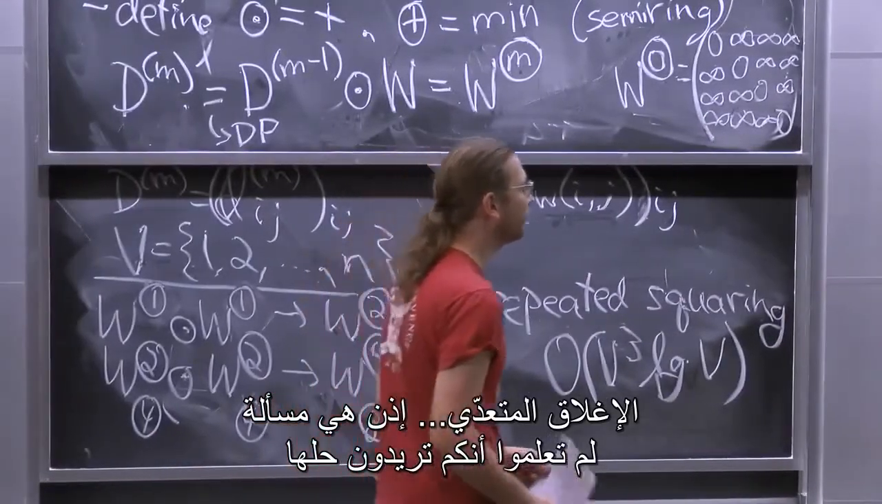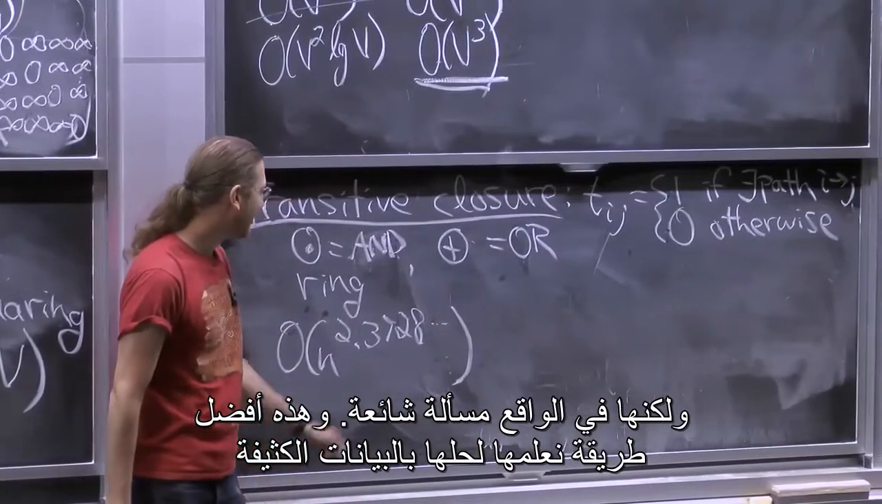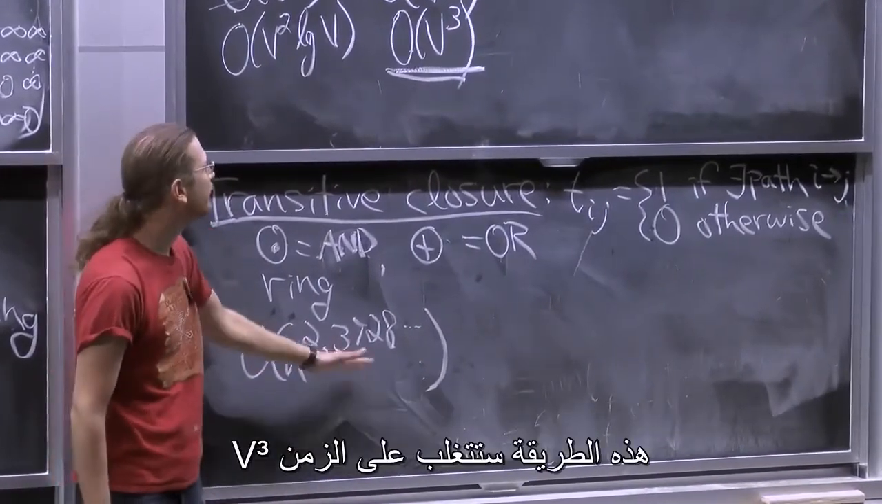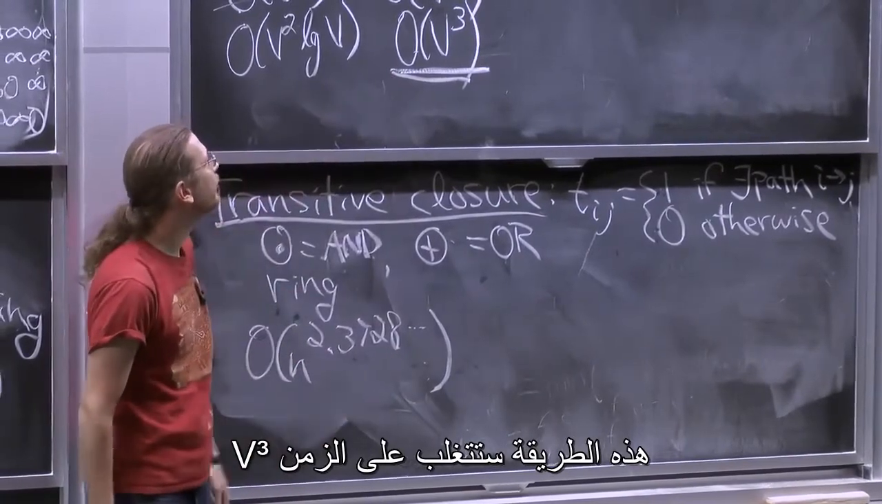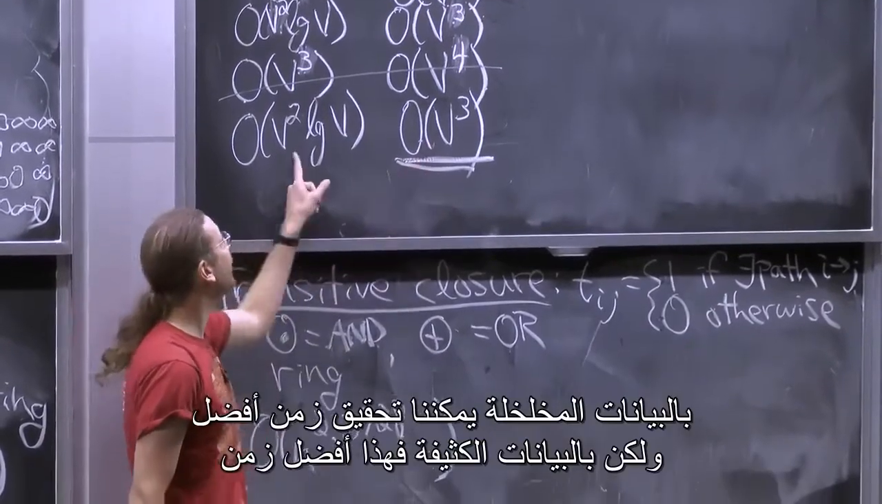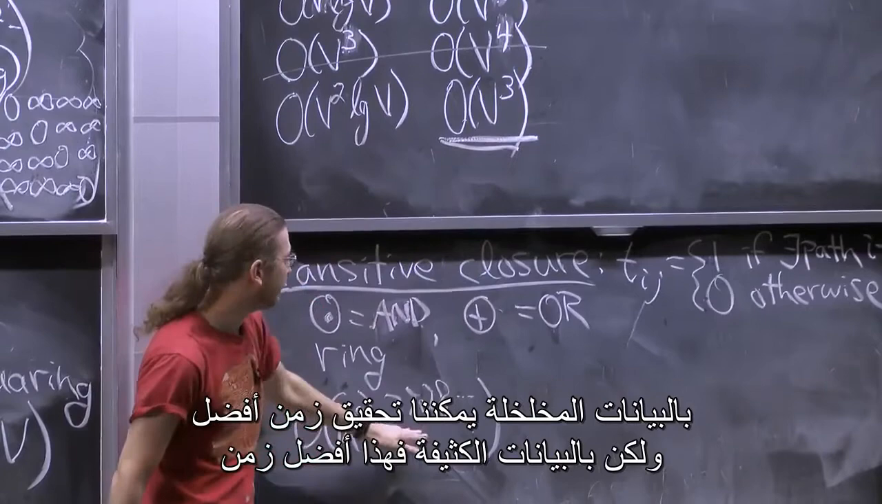Transitive closure. So it's a problem you didn't know you wanted to solve, but it is actually a common problem. And this is the best way we know how to solve it for dense graphs. Okay, this beats v cubed. This is the algorithm we're aiming for dense graphs. For sparse graphs, we can do better. But for dense graphs, this is better.